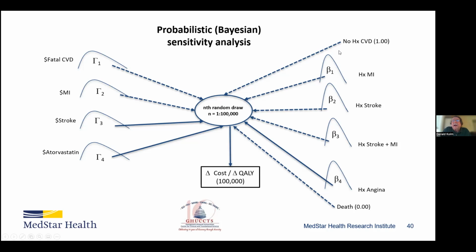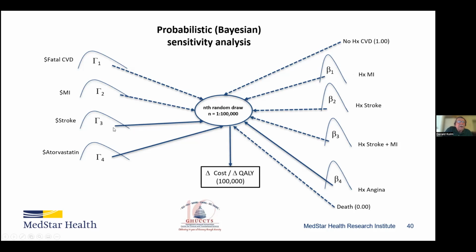And then over here, I have my distributions for a history, which is where we get our quality, our utility values, and then multiply that by our survival or our life years gained. And so what we can do is draw from these different distributions simultaneously. And so I've given an example here.